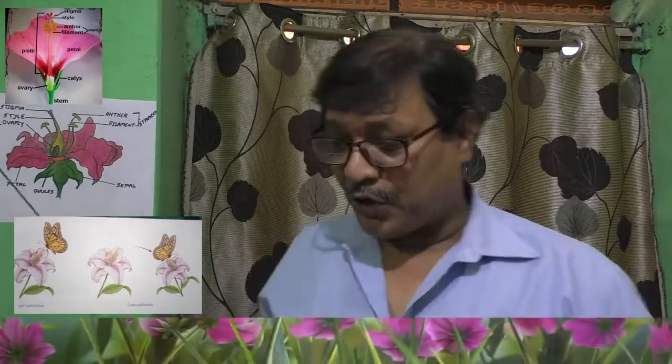And here, when pollen is transferred from the anther to the stigma of the same flower or another flower of the same plant, we call it self-pollination. And when pollen is transferred from the anther of a flower on one plant to the stigma of a flower on another plant of the same type, it is called cross-pollination. Now try to understand this.